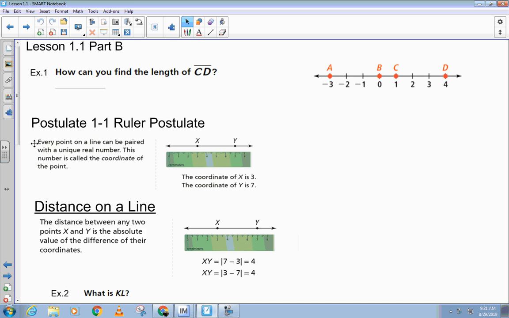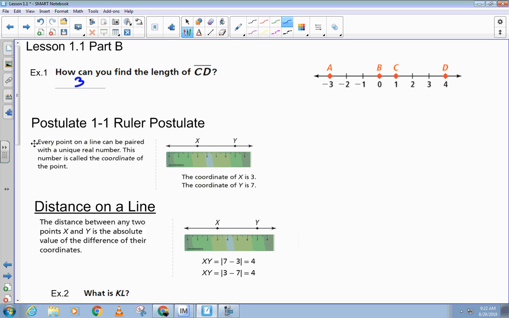Okay, so if we look at this first example here, how can you find the length of CD? Well, we have a number line, and we have points on the number line, right? And I want to find out what the length is between C and D. So this is really a pretty simple problem, right? You can almost just count it with your finger, right? 1, 2, 3, correct? Okay, and so the answer for that length would be 3.